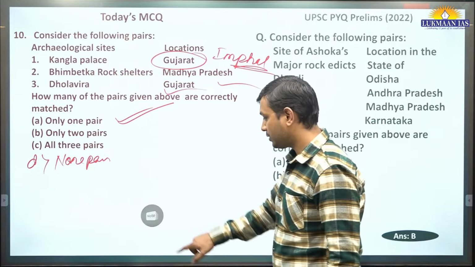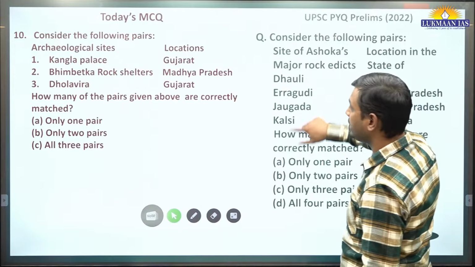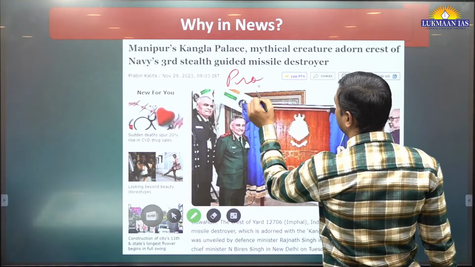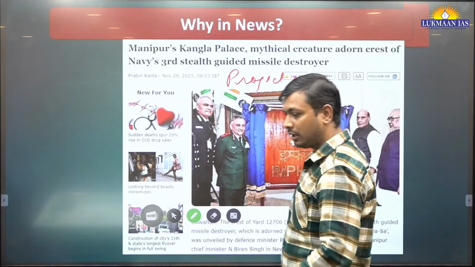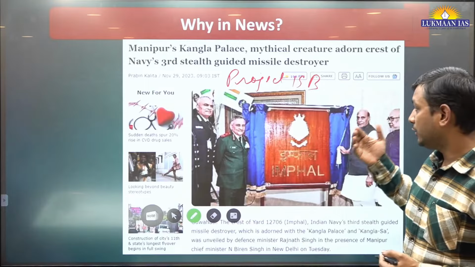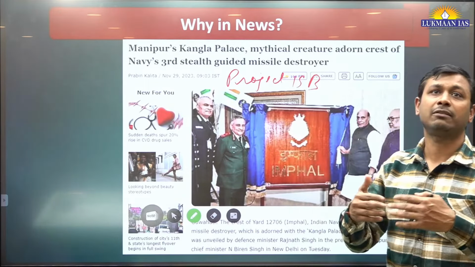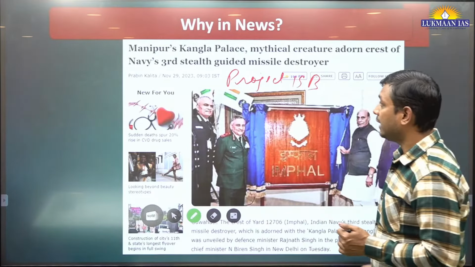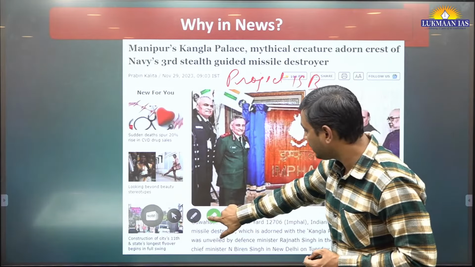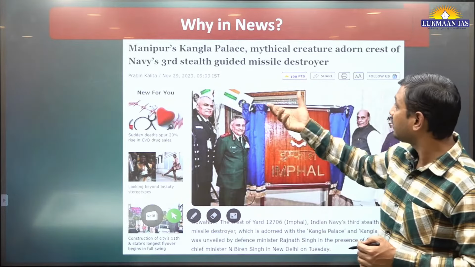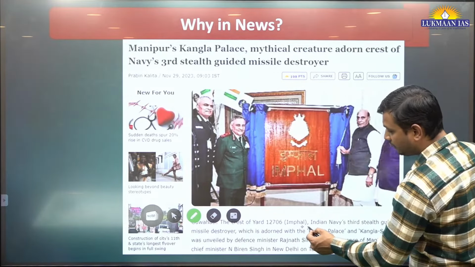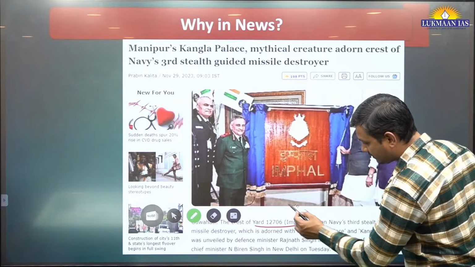Now what is the context of this question? Recently the government of India has a project named Project 15B. Under this, it makes stealth frigates, and those are basically useful for maintaining our national security and our national waters. Now that has been named after Manipur's Kangla Palace. There is a crest, which all of you can see, the crest of the yard 12706 Imphal. That is the name of this vessel.